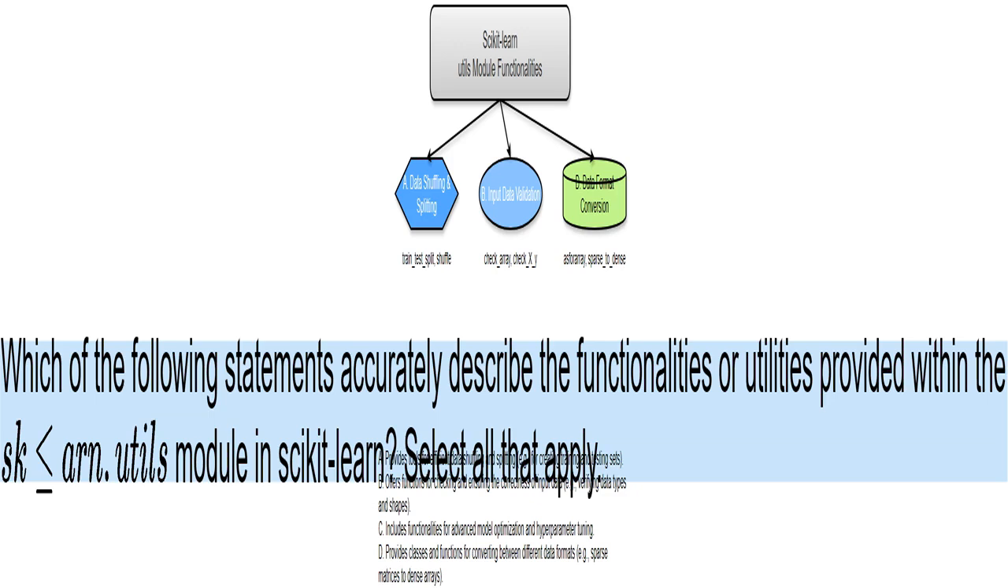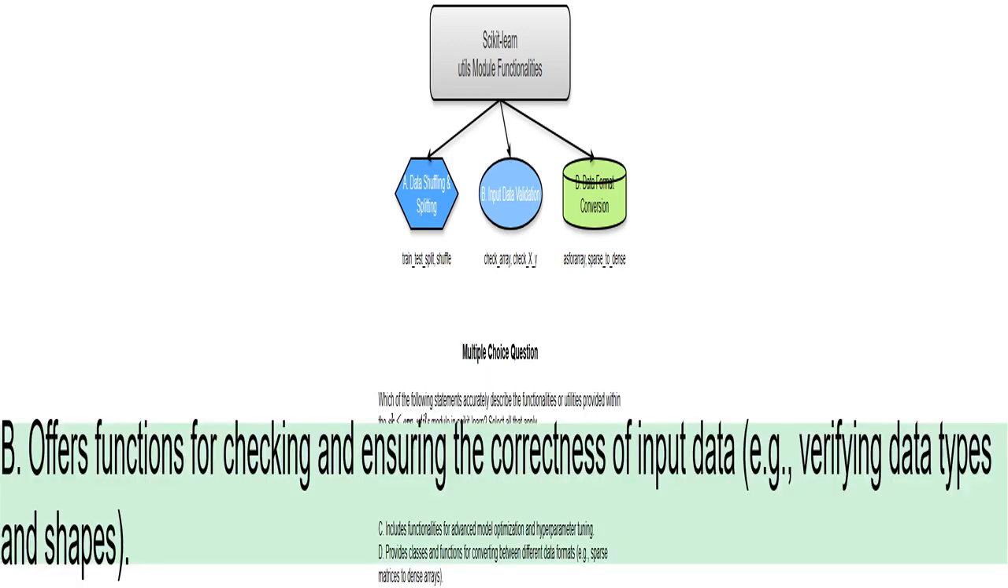Let's analyze the options that follow. This option checks if Sklearn utils provides functions for data validation. It's a key aspect of data preprocessing. We need to recall if Sklearn utils actually includes functions for checking data types and shapes before using the data.